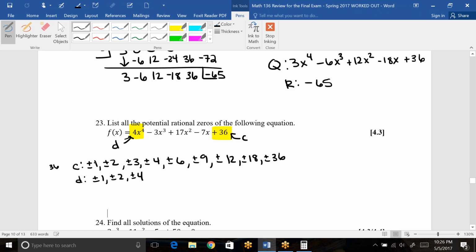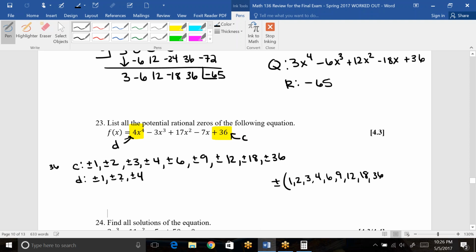So then we're supposed to stack every C over every D. So if you do all of them over 1, we know we're going to get plus or minus 1. And if you want to save some time, I will give you a little leniency because this is a long list. If you put a plus or minus and then a parentheses and then start your list with commas, I know that the plus or minus applies to everything. So 1, 2, 3, 4, 6, 9, 12, 18, and 36. All of those happen when you plug these over 1.